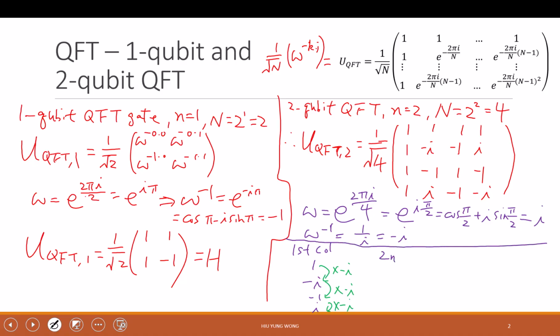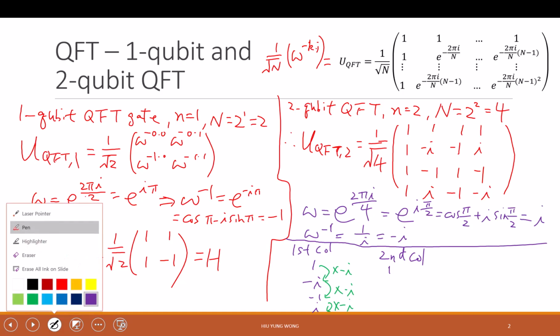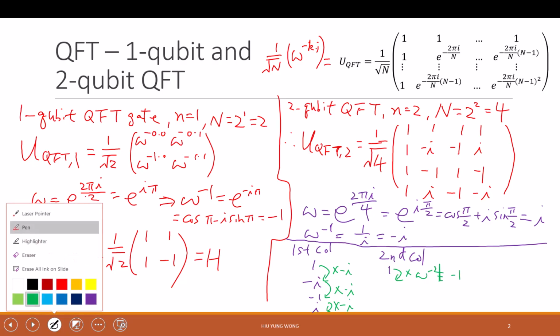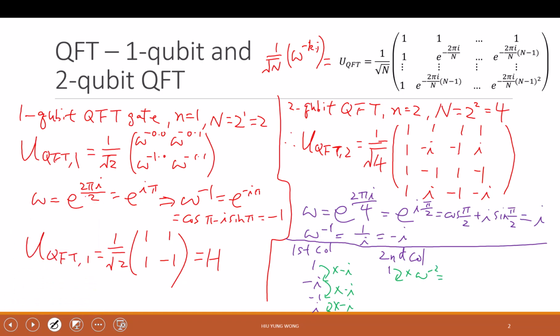So for example, the second column, we start with 1, and then you multiply by omega to the power negative 2, which is equal to negative 1. Because it is actually just i squared. Right? Then you will get negative 1. Then again, you multiply by negative 1, you get 1. Then again, you multiply by negative 1, you get negative 1. And that is a way for you to check if you're doing the right thing.